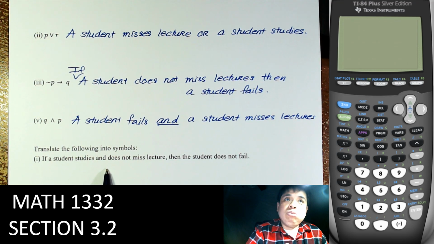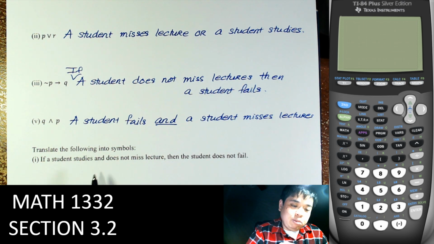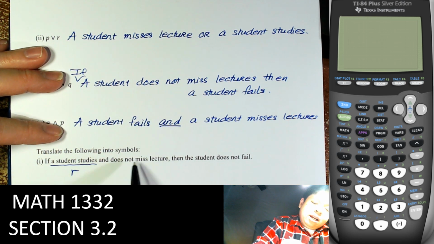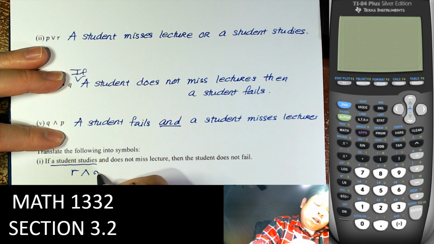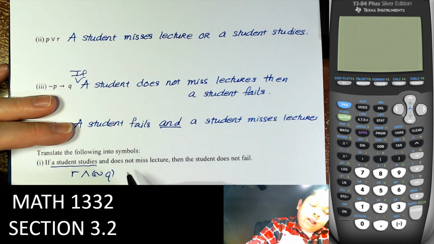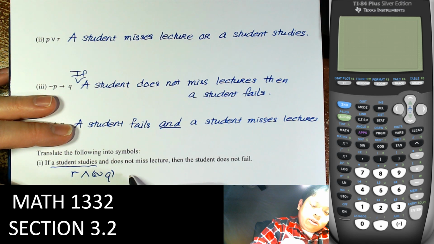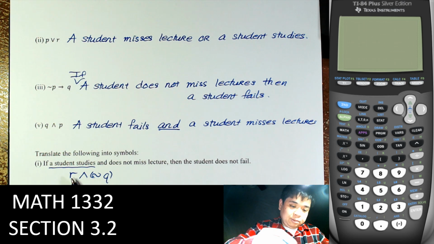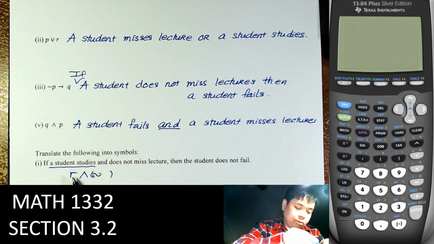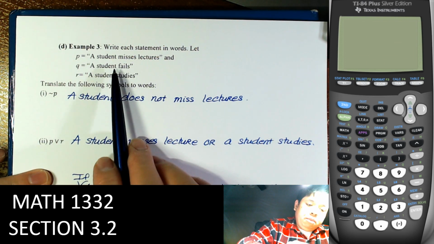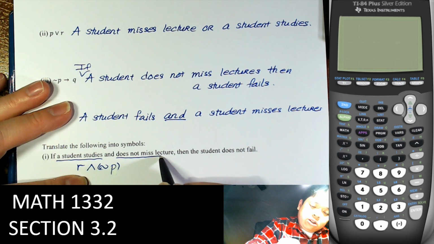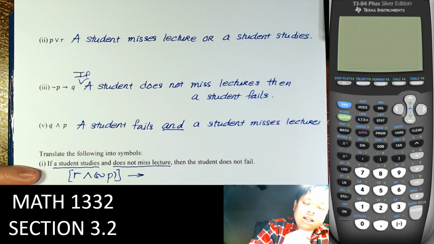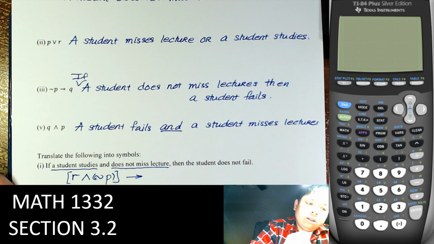Now, with the same P, Q, R, those three statements, translate this into symbols. If a student studies, this is going to be R, and does not miss lecture, not P, P is missing lecture and not miss lecture is not P. R and not P, both of that implies the student does not fail, not Q.